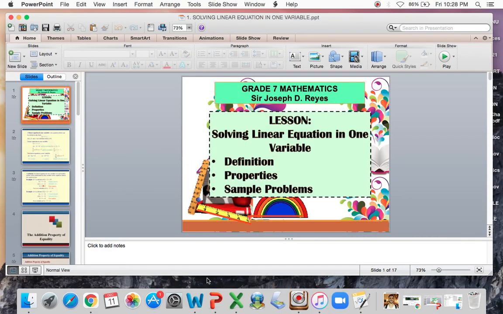So that's all about solving linear equation in one variable, about the definition, properties, sample problems. I hope you learned from this lesson. Thank you very much for listening and good day.